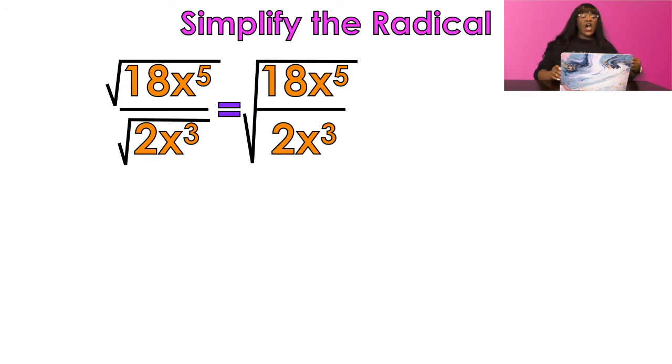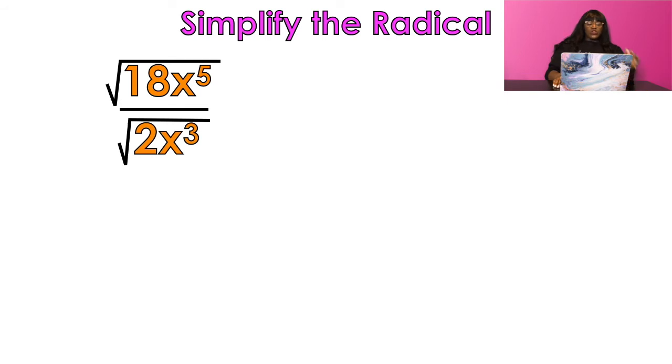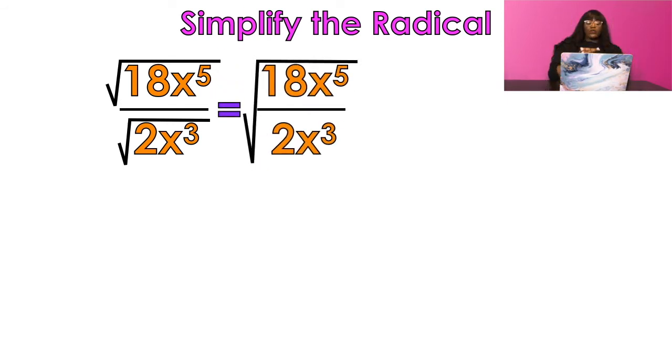So the other rule that we learned was the quotient rule. And the quotient rule told us basically that if I have two radicals on top of each other in a fraction form, I can make them one big fraction and one big radical on the outside. So that's what I did here in that first step of that problem, right? So two radicals, I'm gonna go ahead and make them one big old radical. Why did I make them one big old radical? Because now I can simplify, okay?